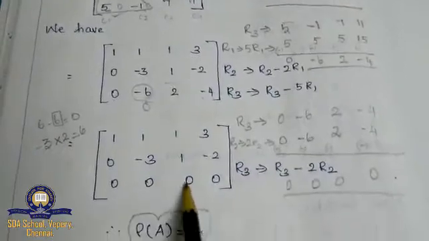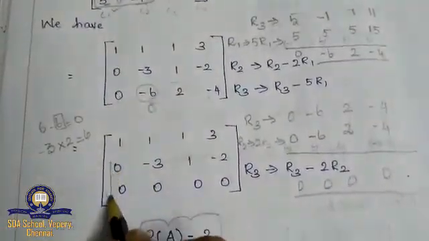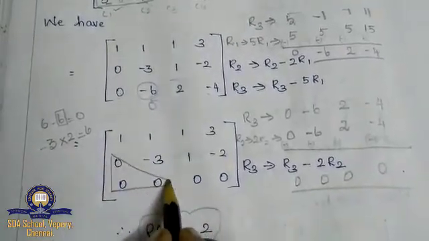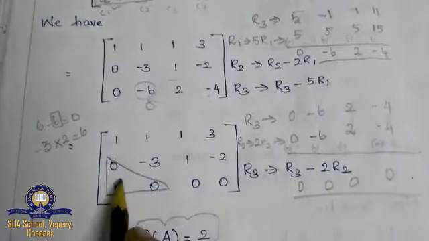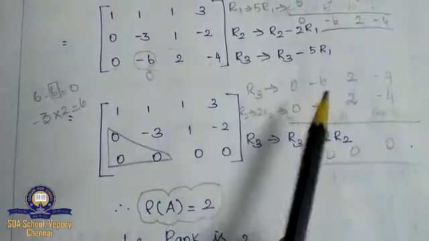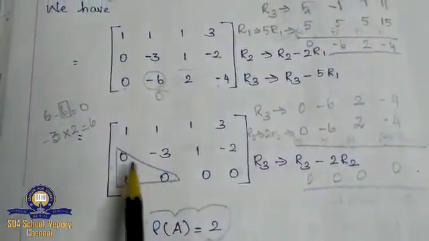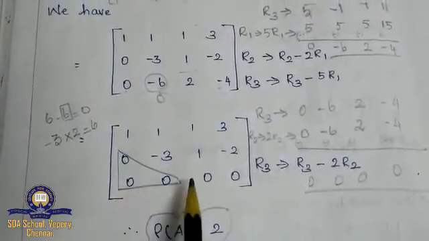0, 0, 0, 0. See, the main thing is, this diagonal value, this triangular part, I got it as 0. That's why I said before, right, I need to get these 3 values as 0. If we get other values as 0, that doesn't matter, we never mind at all. But we have to get this value as 0.